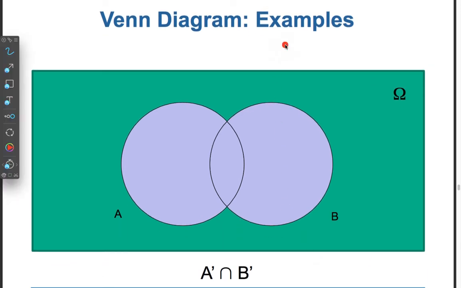Here, Venn diagram, example of A complement intersection B complement. It means here the first circle is A, the second circle is B, and this big box with green color is the universal set. Now A complement intersection B complement means outside both circles, A and B, it should be green color, okay.